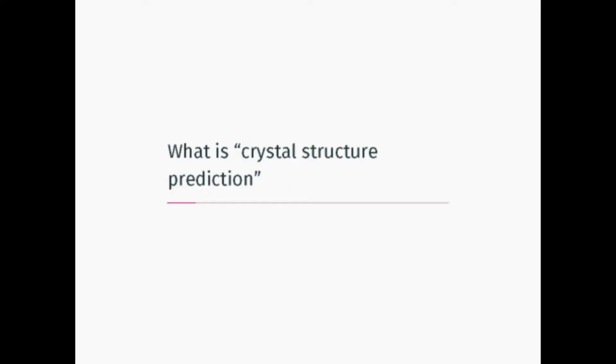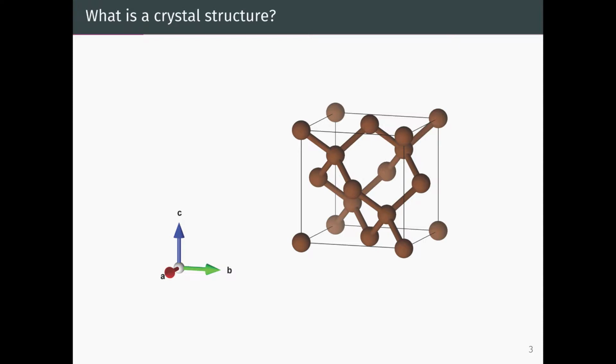So to start off with, what is crystal structure prediction? And first of all, what is a crystal structure? What you have right here is a crystal structure. Each of the circles, spheres, in this picture are atoms in a crystal structure. And these are all carbon atoms. So this is a diamond lattice.